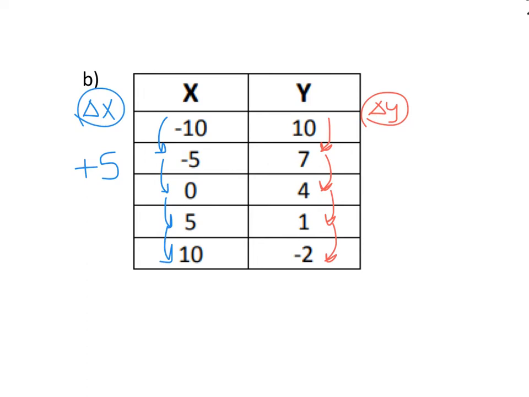If I look at my y column, it's a little bit different. The numbers are actually getting smaller. They are decreasing. So if I start with 10 in my y column and then I drop down to 7, that means I've decreased by 3. And then 7 to 4 is another decrease by 3. 4 to 1 is another decrease by 3, and 1 to -2 is another decrease by 3. So this time, my delta y is -3.